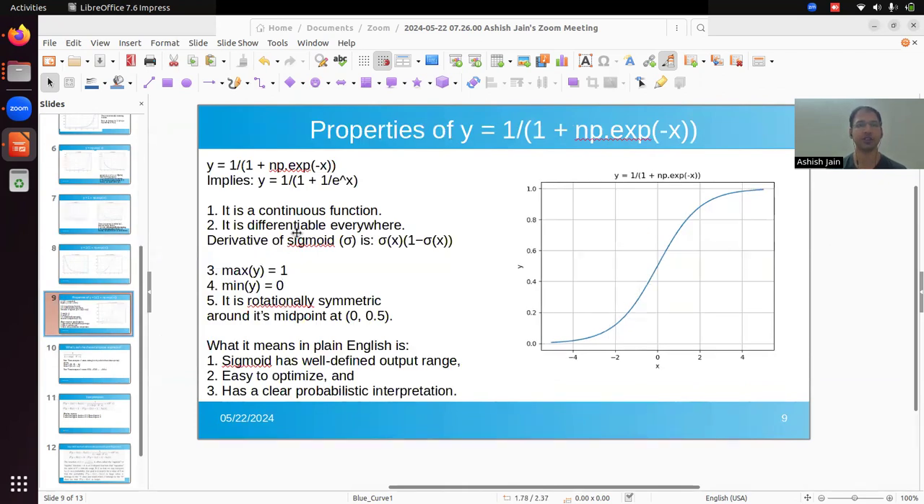It is a continuous function. It is a differentiable function, differentiable everywhere. Max, like we said, is 1. Minimum is 0. It is rotationally symmetric around its midpoint at 0, 0.5. What it means in plain English is that sigmoid has a well-defined output range. It is easy to optimize, and has a clear probabilistic interpretation.